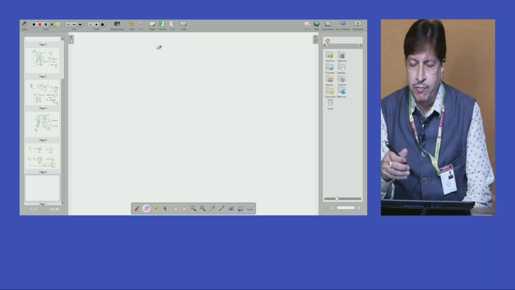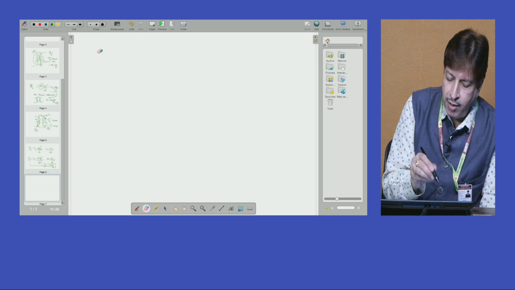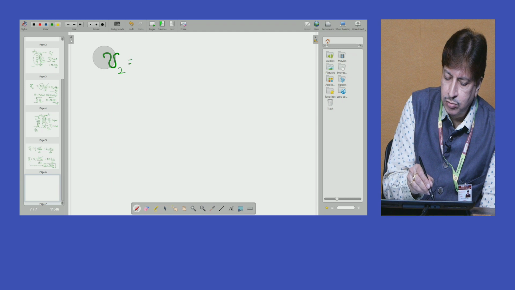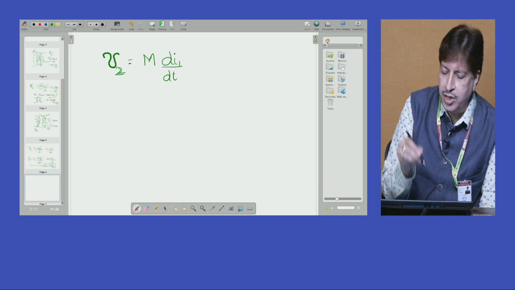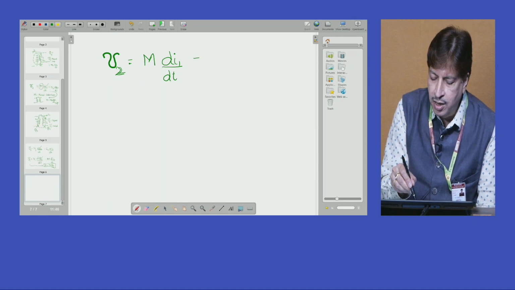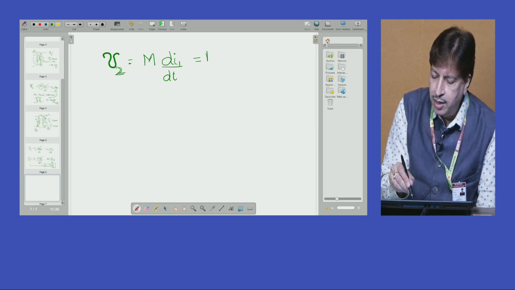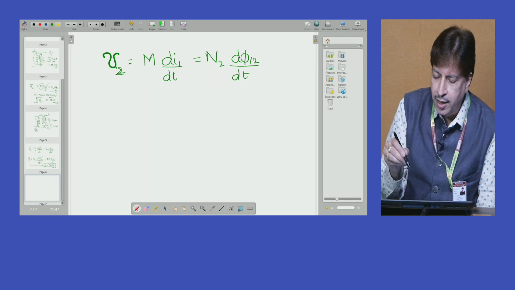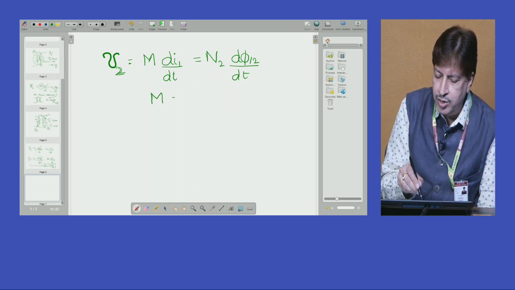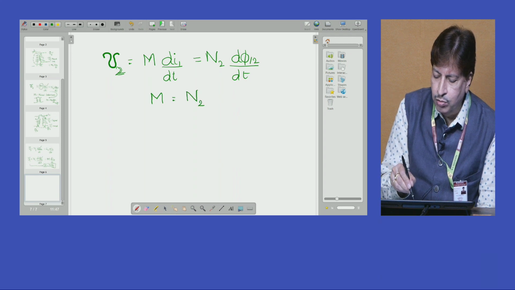So in the first case, we have written V2 is equal to M di1 by dt. We also have written V2 is equal to N2 d phi 12 by dt. Accordingly, M is equal to N2 phi 12 by I1.